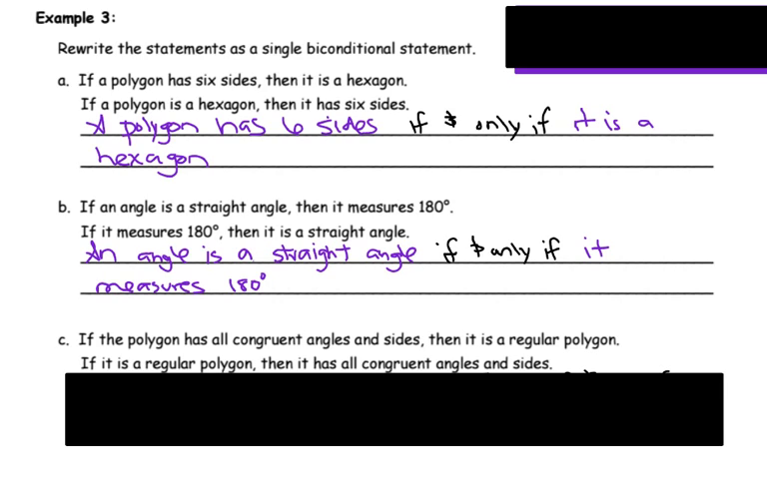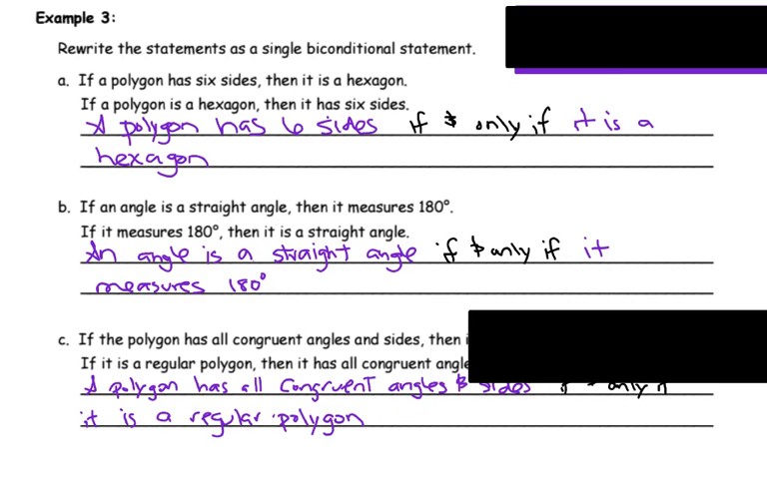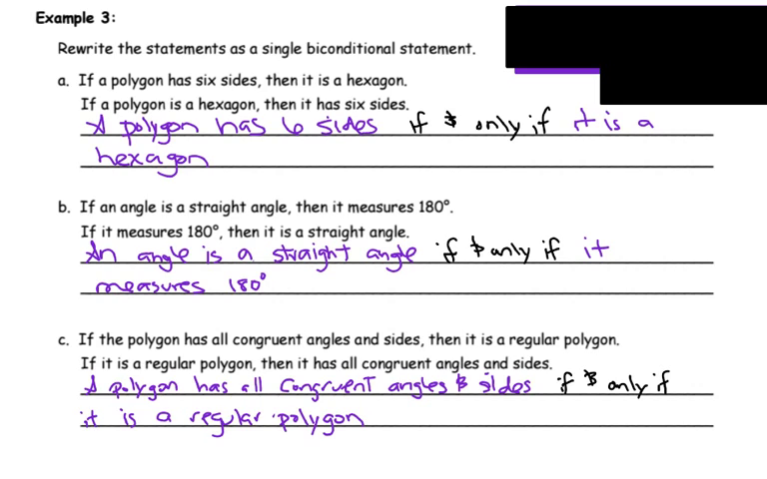And C. Again, why not? Pause the video, try it yourself first, and then continue playing the video to see if you got it right. Okay, so check yourself. C. If the polygon has all congruent angles and sides, then it is a regular polygon. If it is a regular polygon, then it has all congruent angles and sides. Make sure you paused it. The answer: a polygon has all congruent angles and sides if and only if it is a regular polygon.